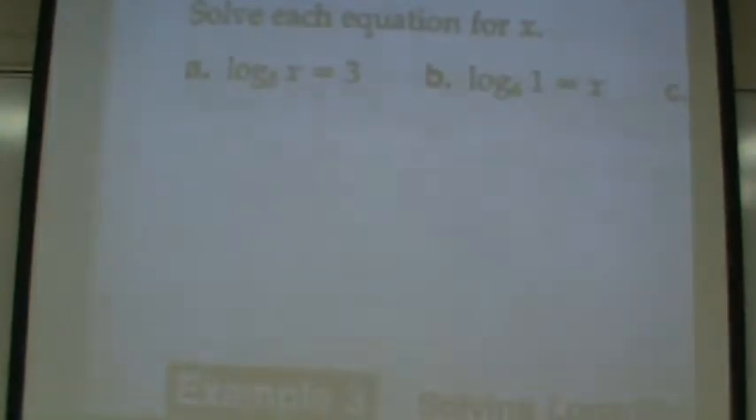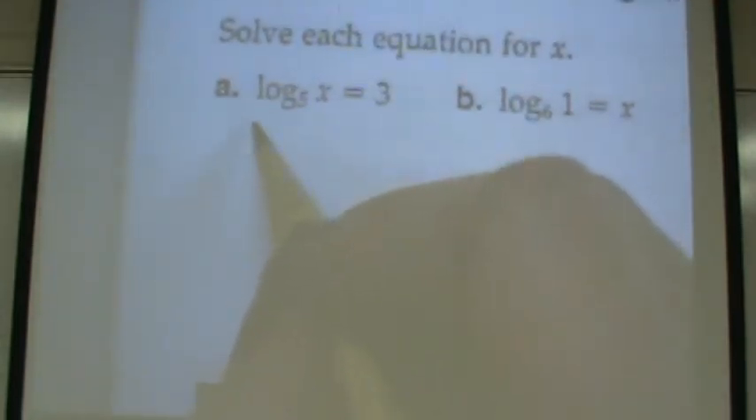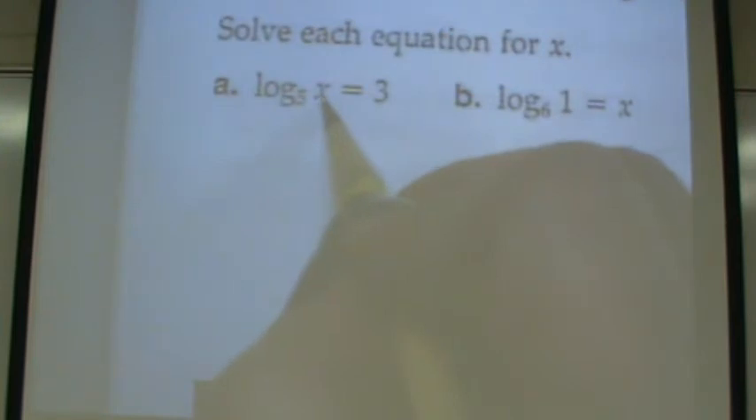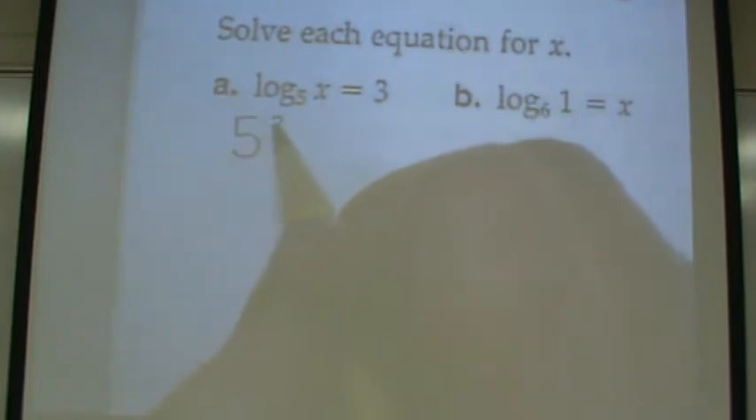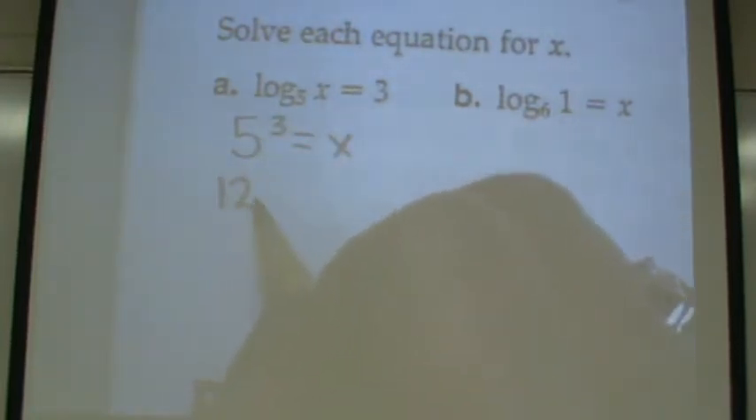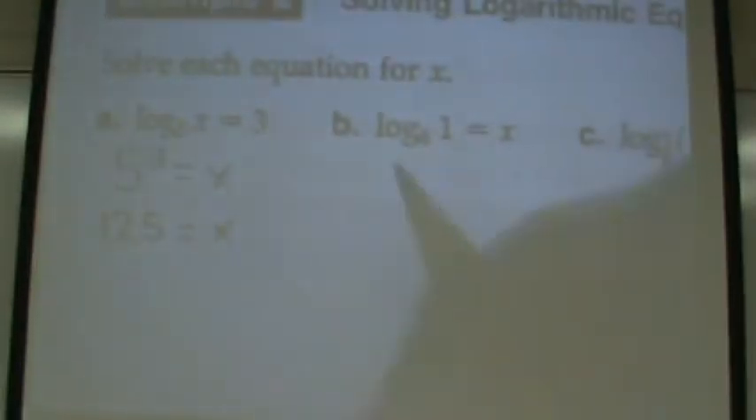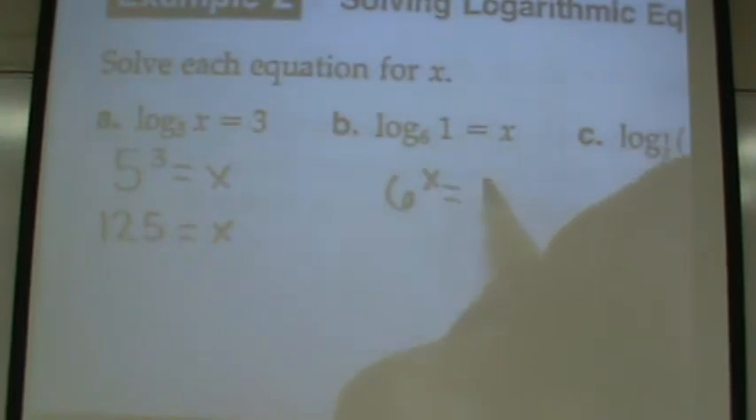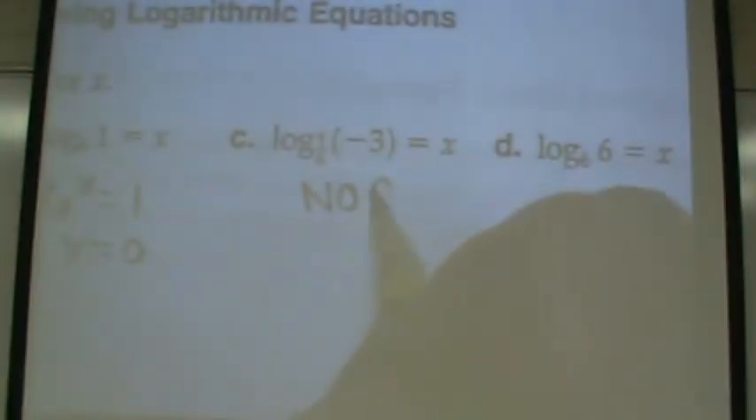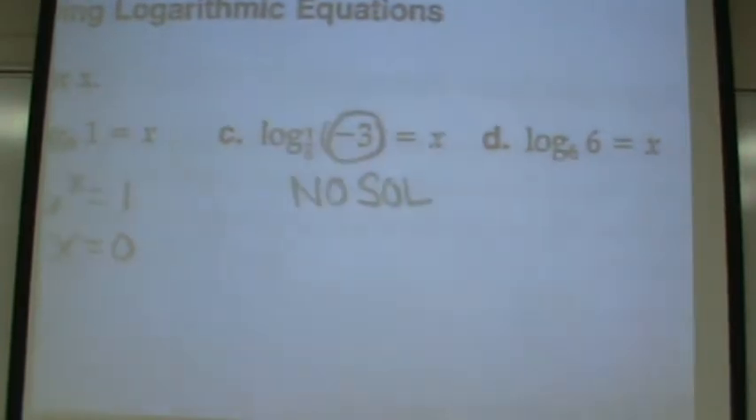Example 2. Some of these are really easy here. Example 2a. How are you going to solve for x? You're going to rewrite this as what? 5 to the 3rd power is x. Well, what's 5 to the 3rd power? 125. How about b? 6 to what power is a 1? What is it? 0. And quickly, what's c? No solution. Because of that negative right there. Can't have it. And how about, what did I tell you when these two are the same? 1.